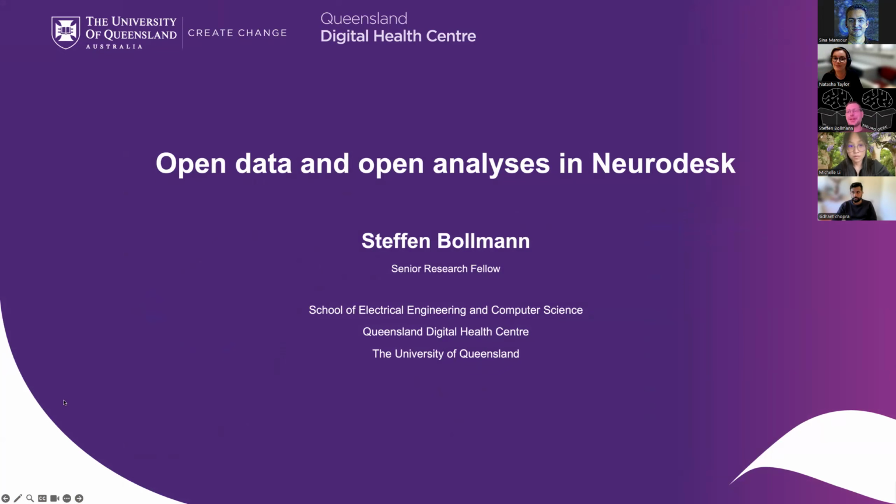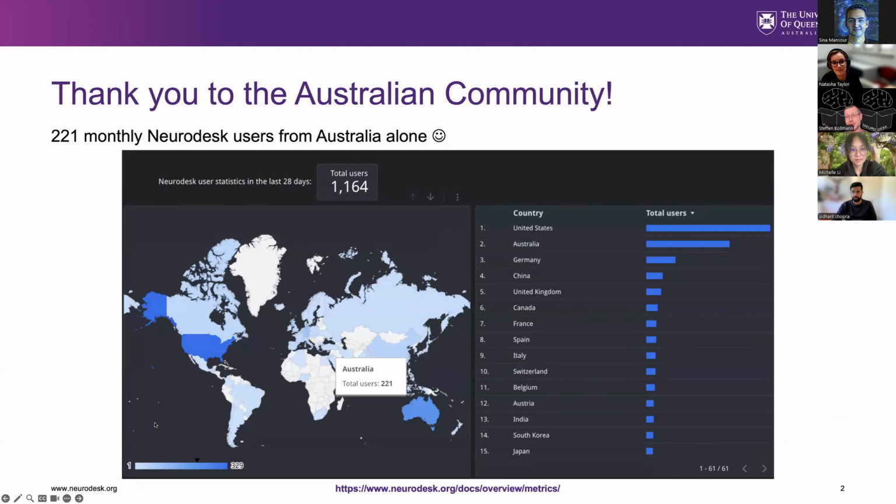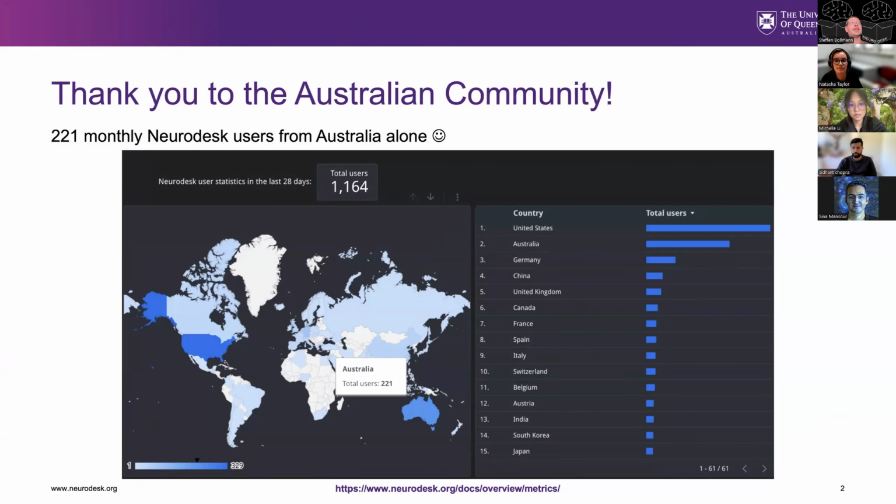I just have to intervene. It's not my software. It's a big community project. I will highlight that in a second. But I wanted to start with a big thank you to the Australian community because the Neurodesk project by now has over 221 monthly users just from Australia alone. So we have roughly about 1,000 monthly users from across the world, but you see a large proportion is coming from Australia. And that really shows that open science has a really high value here in our community.